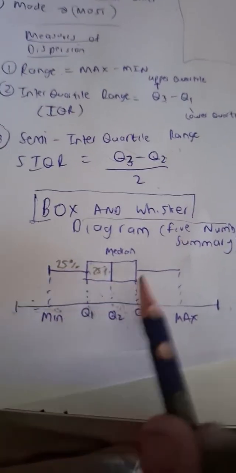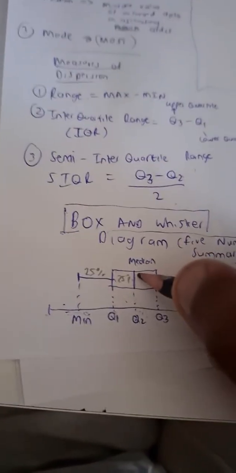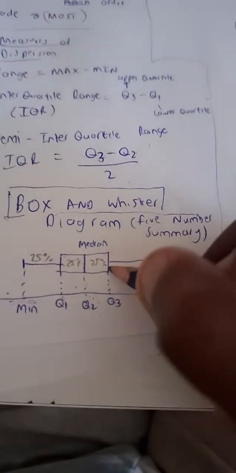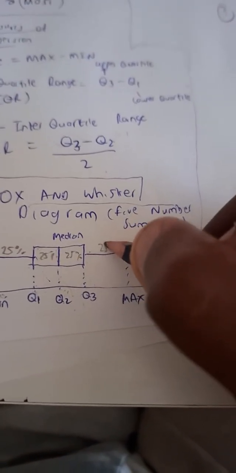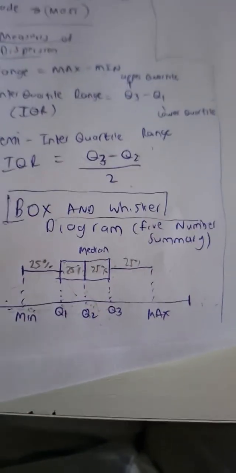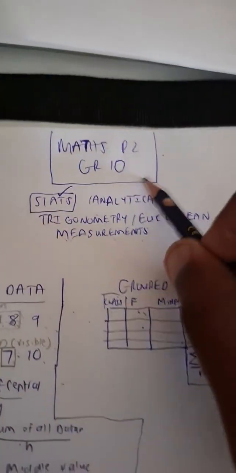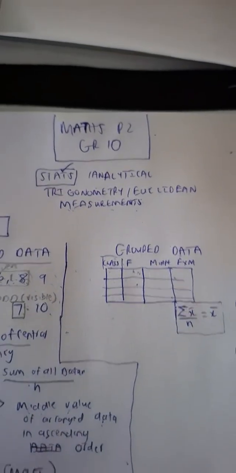So please guys understand this. So this is another 25% as well from Q2 to Q3, and then from Q3 to maximum, this is another what? 25%. Okay, so my grade 10 learners, let's understand that and be cool with that, so that in statistics, we don't lose those marks.